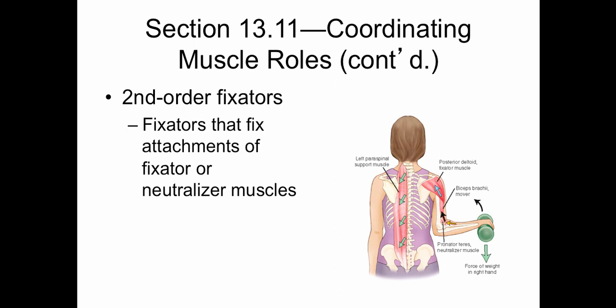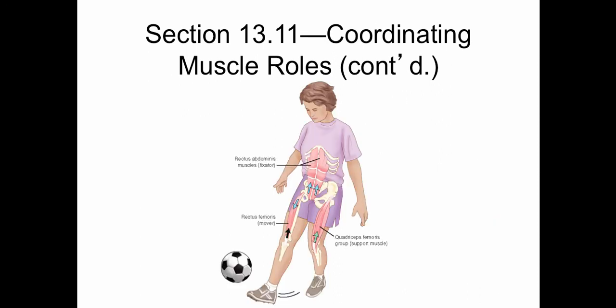Second-order fixators are fixators that fix attachments of the fixator or the neutralizer muscles. In this soccer scenario, the support muscle is keeping the player from falling to the ground.